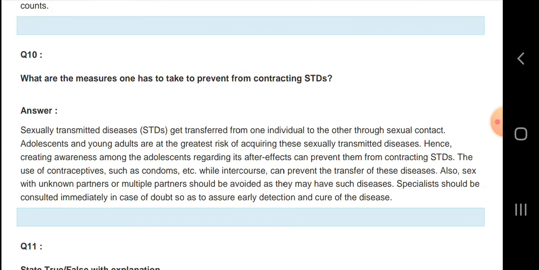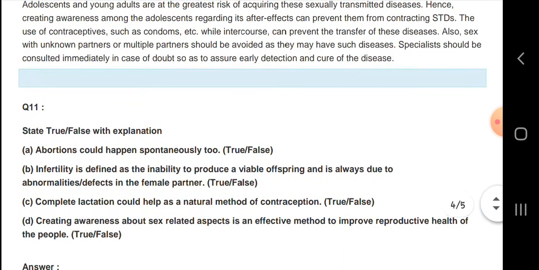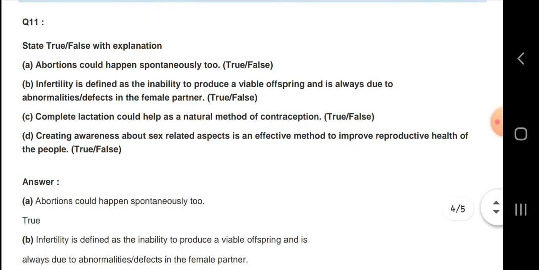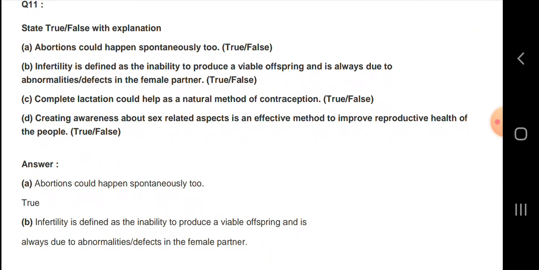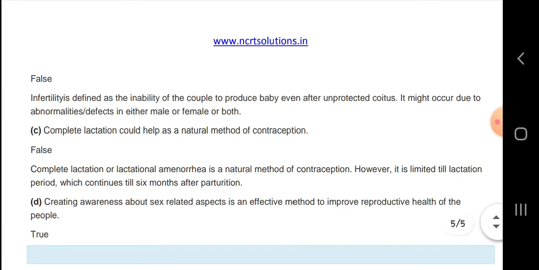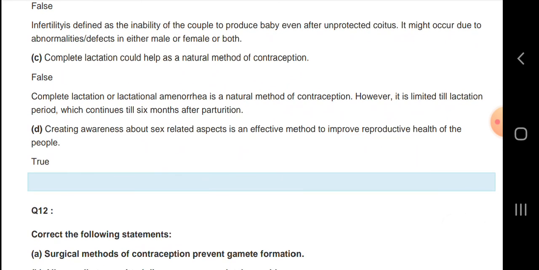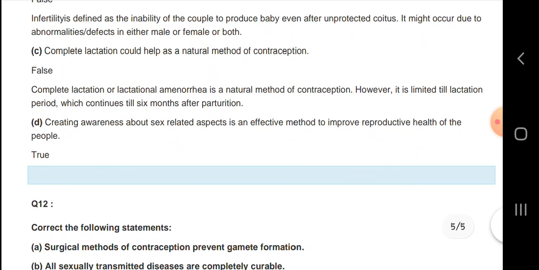Next, what are the measures to take to prevent contracting STDs? Sexually transmitted diseases (STDs) are transferred from one individual to another through sexual contact, and adolescents and young adults are at the greatest risk of acquiring these diseases. Hence, creating awareness among the adolescents regarding its after effects can prevent them from contracting STDs. Next, abortions could happen spontaneously too. It is true. Infertility is defined as the inability to produce a viable offspring and is always due to abnormalities or defects in the female partner. We cannot define it like that, so it is false.